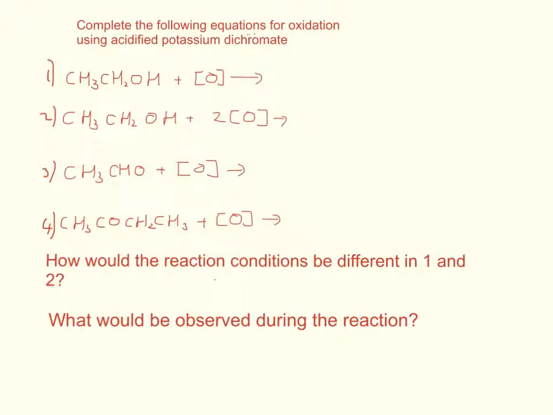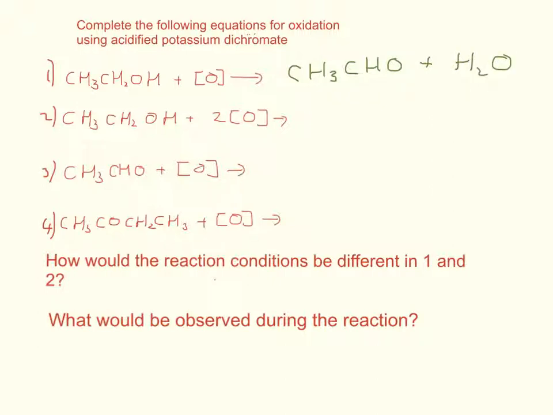Right, so we're going to complete these equations now for oxidation using acidified potassium dichromate solution. We've given you part of the equations, so we need to balance this out. For number one, we're starting off with ethanol again, and we're adding 1 oxygen. Ethanol of course is a primary alcohol, so that is going to give us an aldehyde. So that will give us CH3CHO and of course H2O.